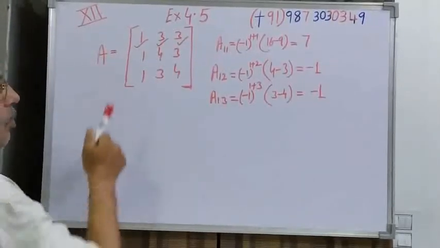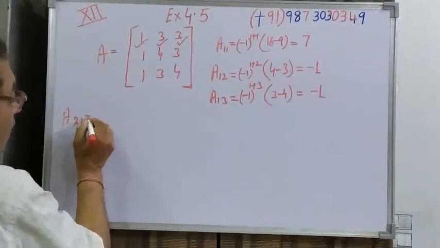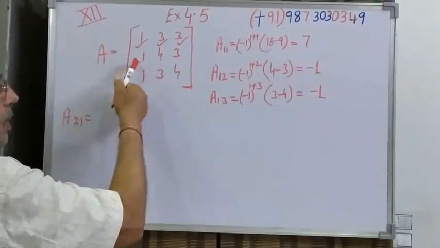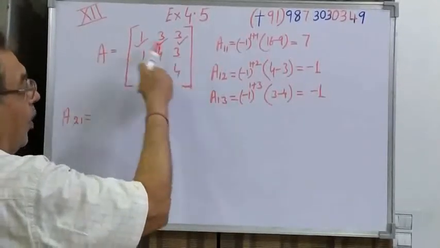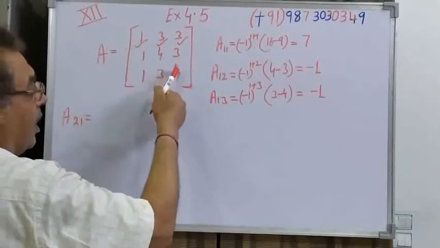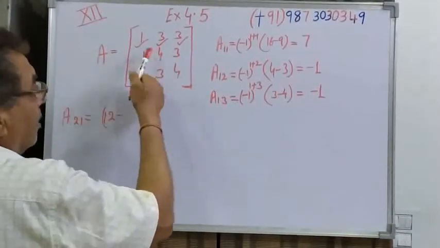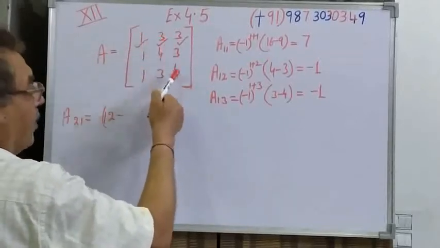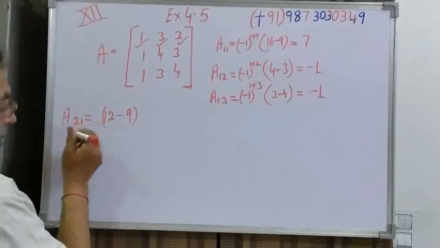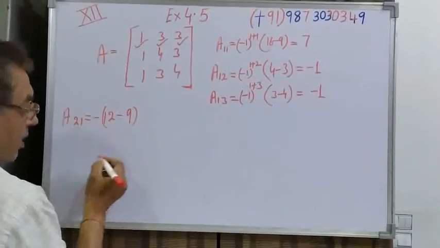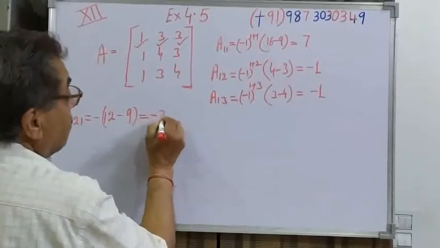Now let us go to the cofactors of the second row. That is A21, second row, first column. Hide the second row, first column, 3 4s are 12 minus 9. It is odd, so straightway I put the negative sign. That is 12 minus 9, minus 3.